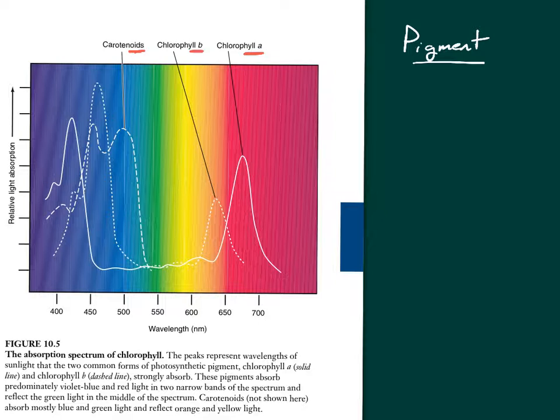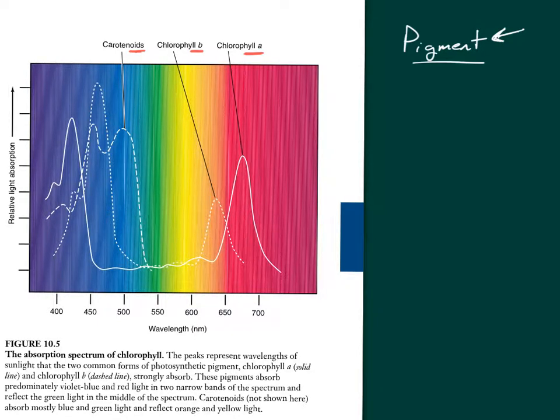What are carotenoids? Well, they are found in carrots, I guess. But that's not really the point. It doesn't matter what they are. But what do we know they are? What's important here? It's a pigment. That's what's important. The three pigments, not just one pigment.